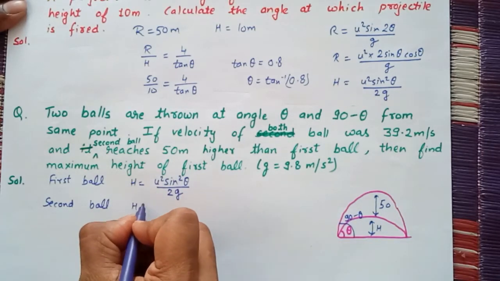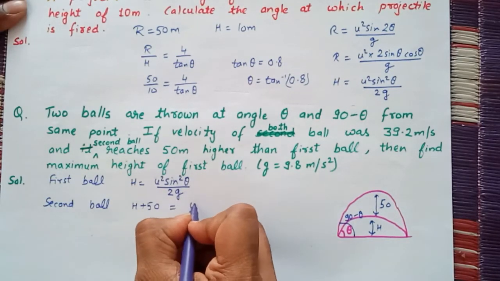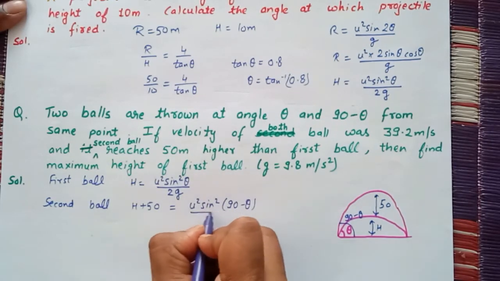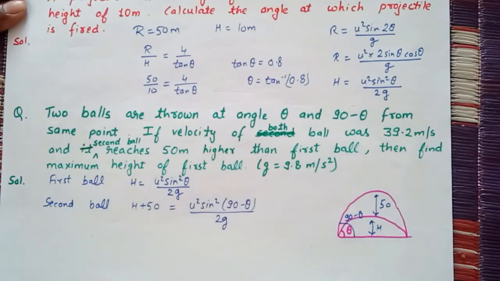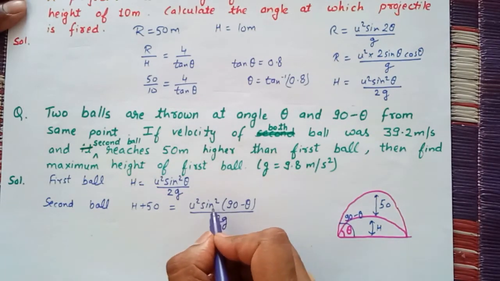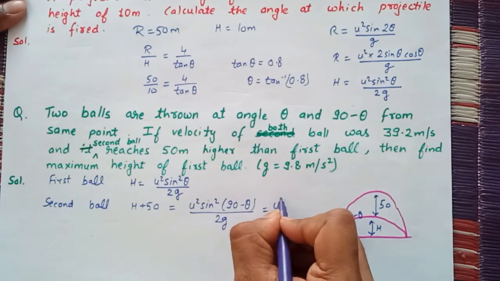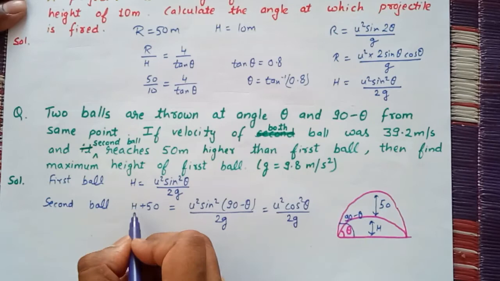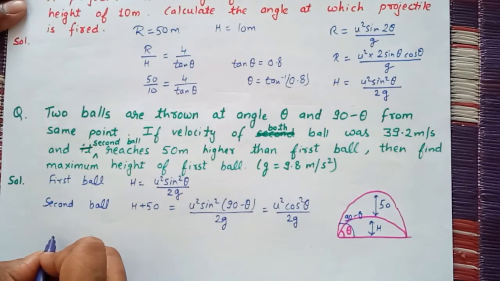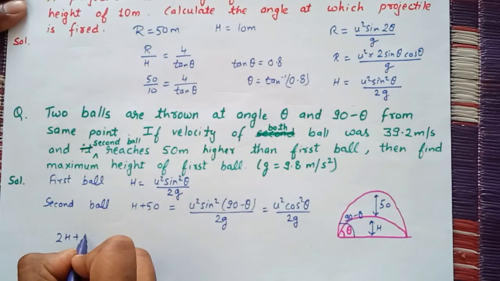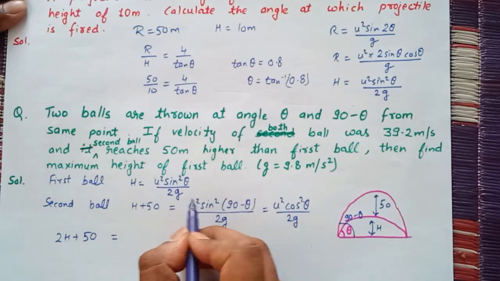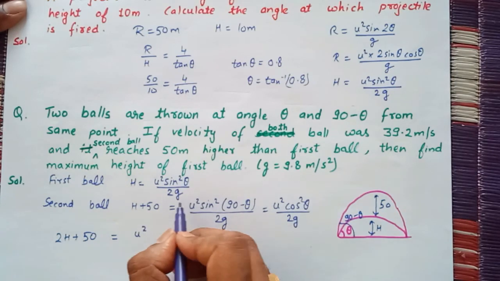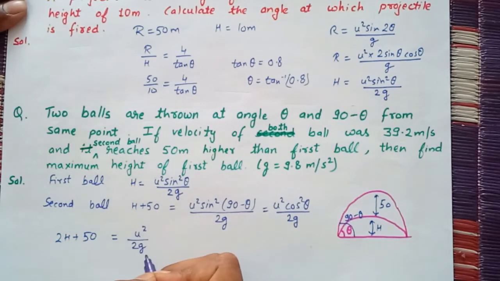h + 50 is equal to u² sin²(90 − θ) upon 2g. So what is sin(90 − θ)? It is cos θ, so it will be u² cos²θ upon 2g. Adding both the equations, we get 2h + 50 is equal to u² sin²θ + u² cos²θ, which will be u² only, and upon 2g is common.